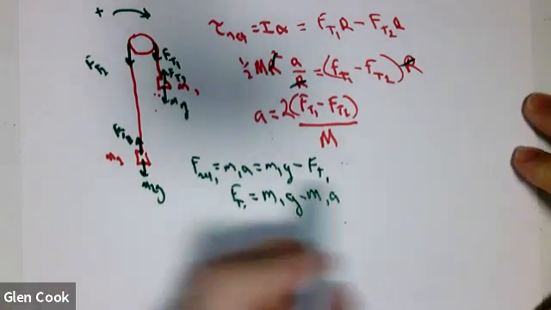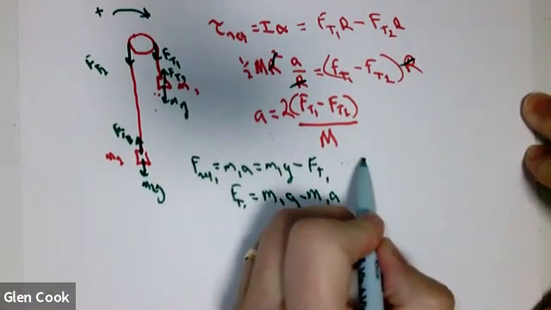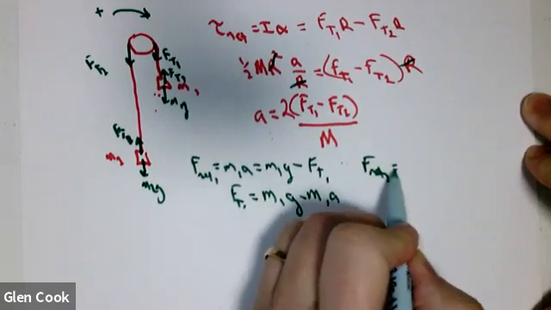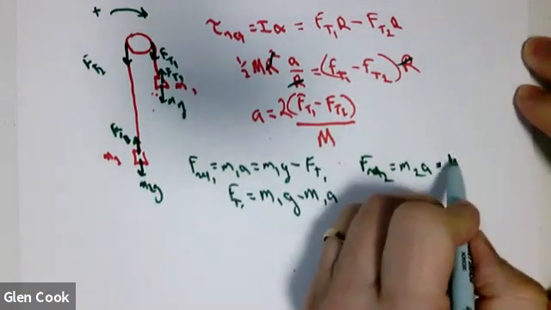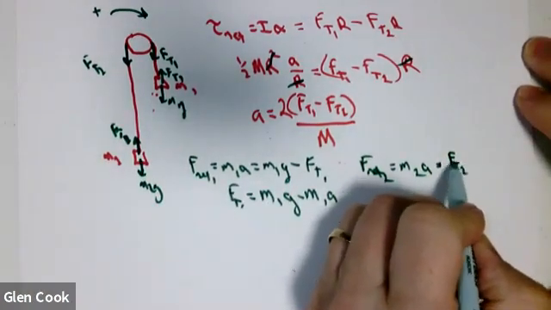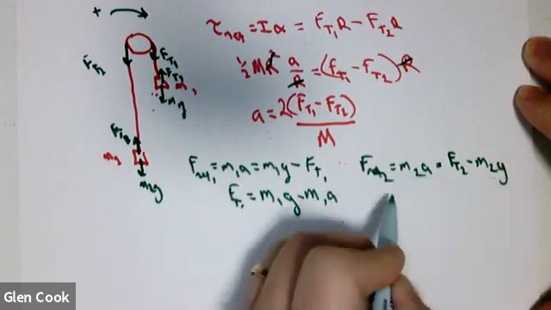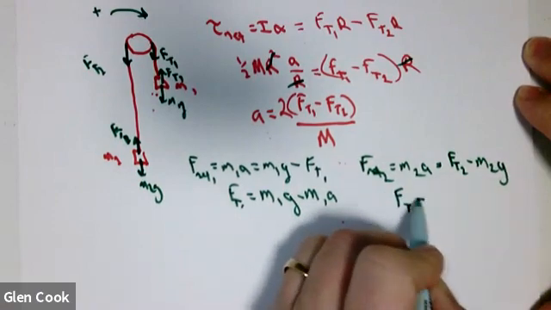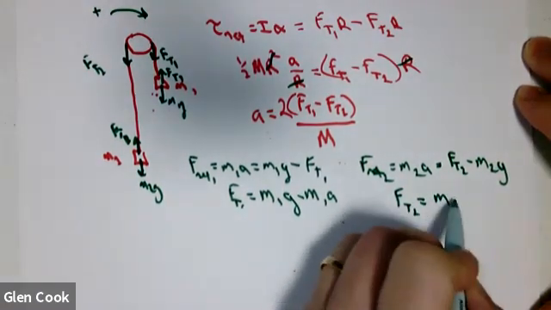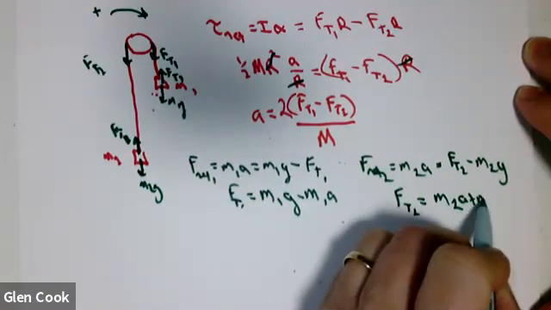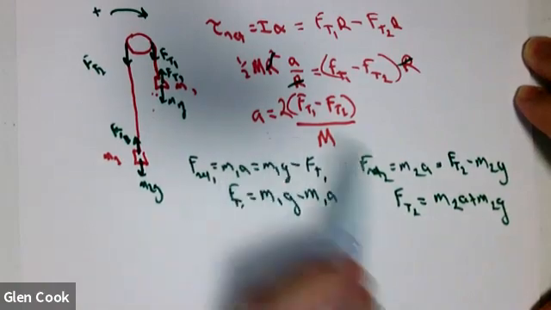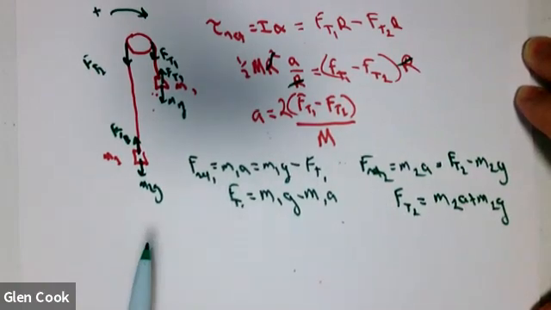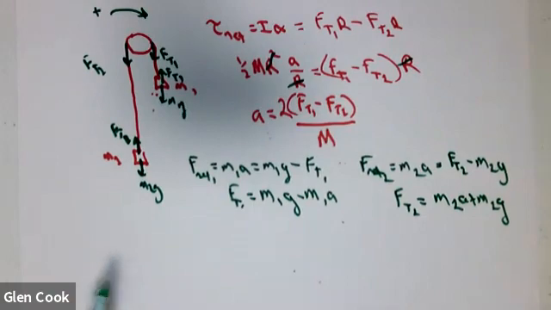And then force tension 2, or so F net 2, is M2A. Well, if that's positive, that means force tension 2 is positive. And so force tension 2 will be equal to M2A plus M2G. And so I can actually plug these numbers in here. And I would have to recombine it because I have A in multiple terms, but then I could still solve for what A should be given that system, right?